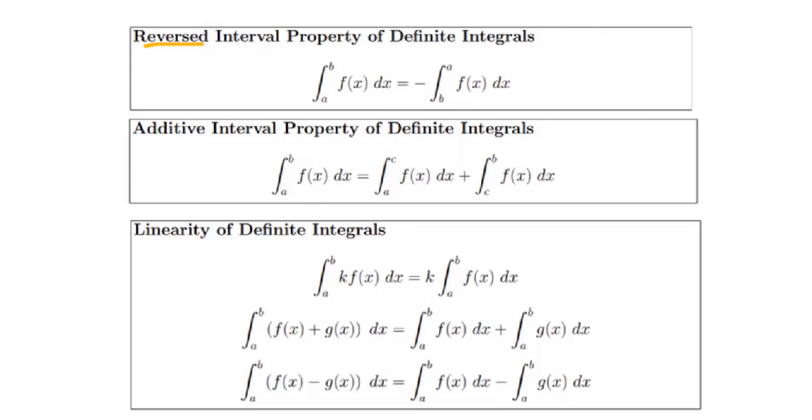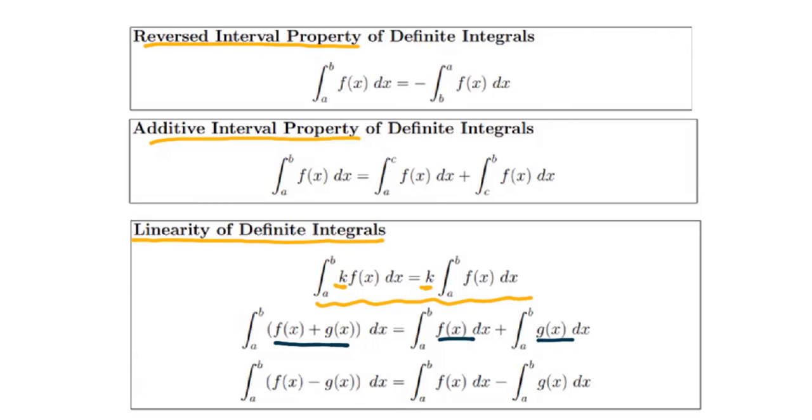Besides these two properties of a definite integral, we also have the linearity of definite integrals, like this. If you have a constant number k multiplied by f of x, you can take this k outside. If the function is an addition of two functions, you can separate them. If the function is a difference of two functions, you can separate them also.